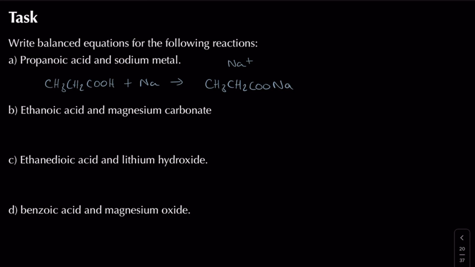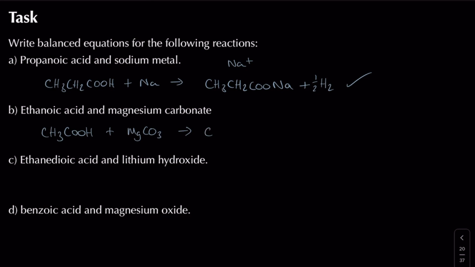Now in this case, I also form hydrogen gas, so we expect to see fizzing, and to make it balance, I'm going to have half a lot of hydrogen itself, and that's our first one done. Looking at the next one, we've got ethanoic acid reacting with magnesium carbonate. So I've got CH3COOH reacts with magnesium carbonate, MgCO3. Because magnesium is 2+, we only need one carbonate ion, and we end up forming a carboxylate ion, which in this case is an ethanoate ion.